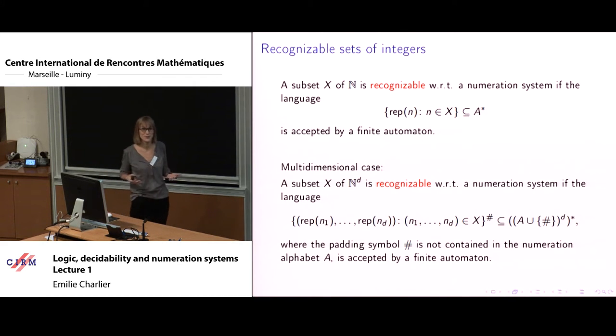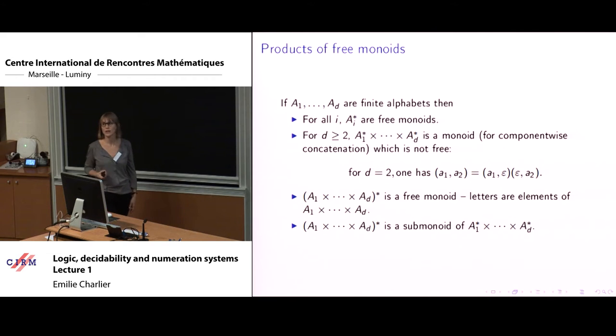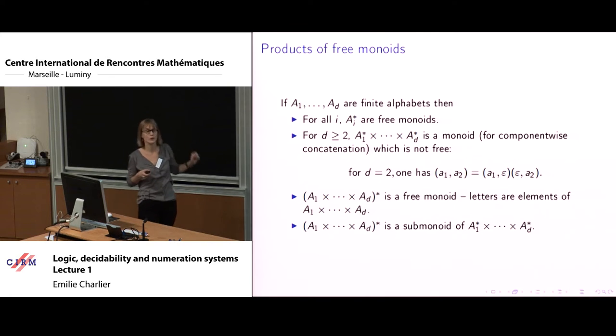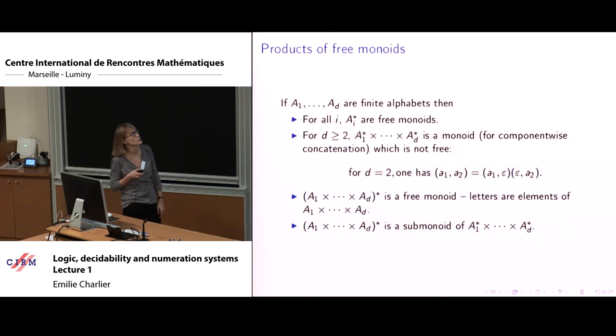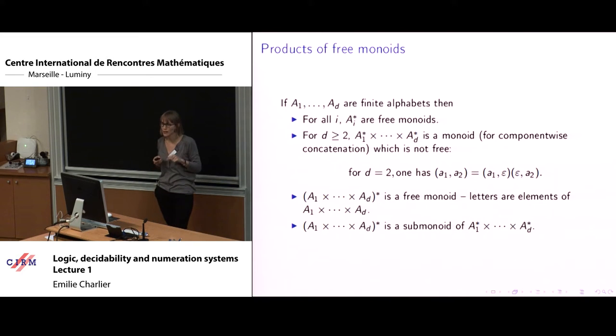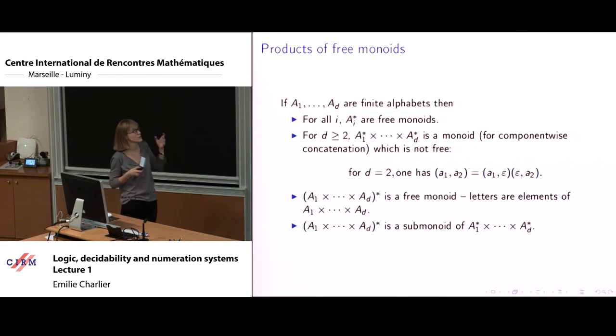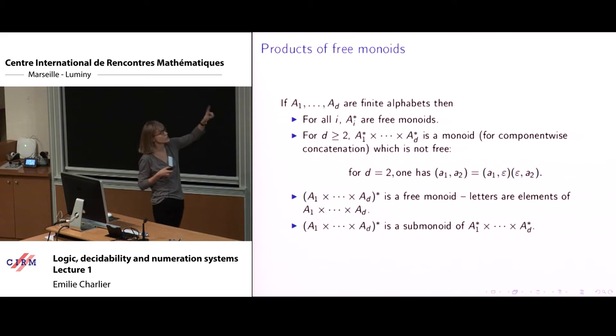But still, in my case, I want to build automata recognizing sets of integers, so I have to make this precise. The point is that to get a language of representations in a multidimensional framework, you cannot just take the product of the free monoids. For each alphabet, you have a free monoid: if A is a finite alphabet, A star is a free monoid. But when you take the product of free monoids, you don't necessarily have a free monoid. Already for d equal to 2, you can represent elements of the monoid in two different ways. So what we do is take the product of the alphabets, and we consider that the letters are elements of this product. When you concatenate those products of letters, you get a language over a submonoid of your monoid, which is now free because it's of the form A star, where A, the alphabet, is a product of alphabets.